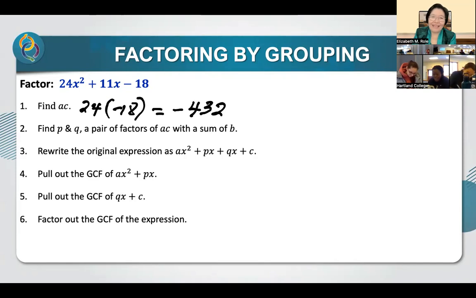All right, so think. I already forgot mine. What two numbers do we add? 24 minus 18.